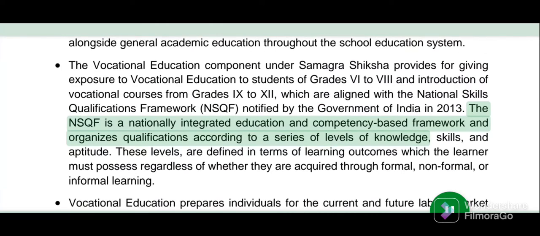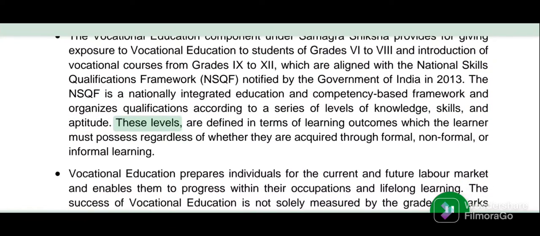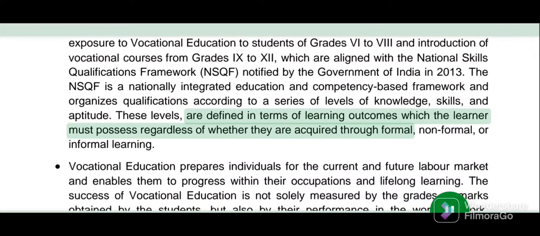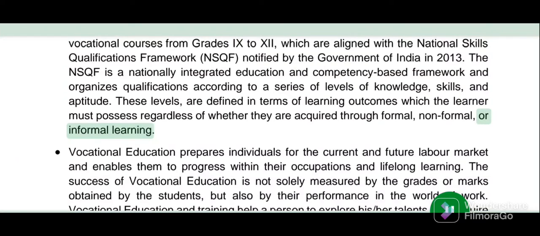The NSQF is a nationally integrated education and competency-based framework and organizes qualifications according to a series of levels of knowledge, skills, and aptitude. These levels are defined in terms of learning outcomes which the learner must possess regardless of whether they are acquired through formal, non-formal, or informal learning.